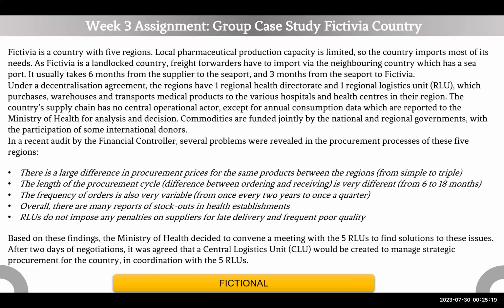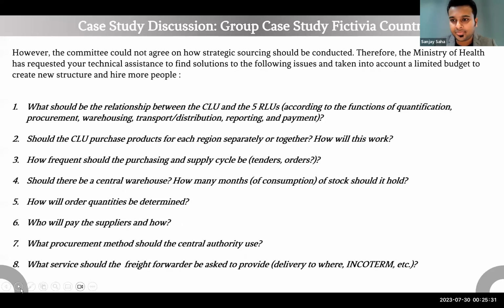Okay. So that discussion is not important. What is important is that they all agreed that there should be a central logistics unit. So now the question is, how will that central logistics unit work? How will that function? What is the strategy for procurement? For that strategy for procurement, there are these 8 key questions. There can be more questions as well, but these are the 8 key questions that you have to answer in a group.